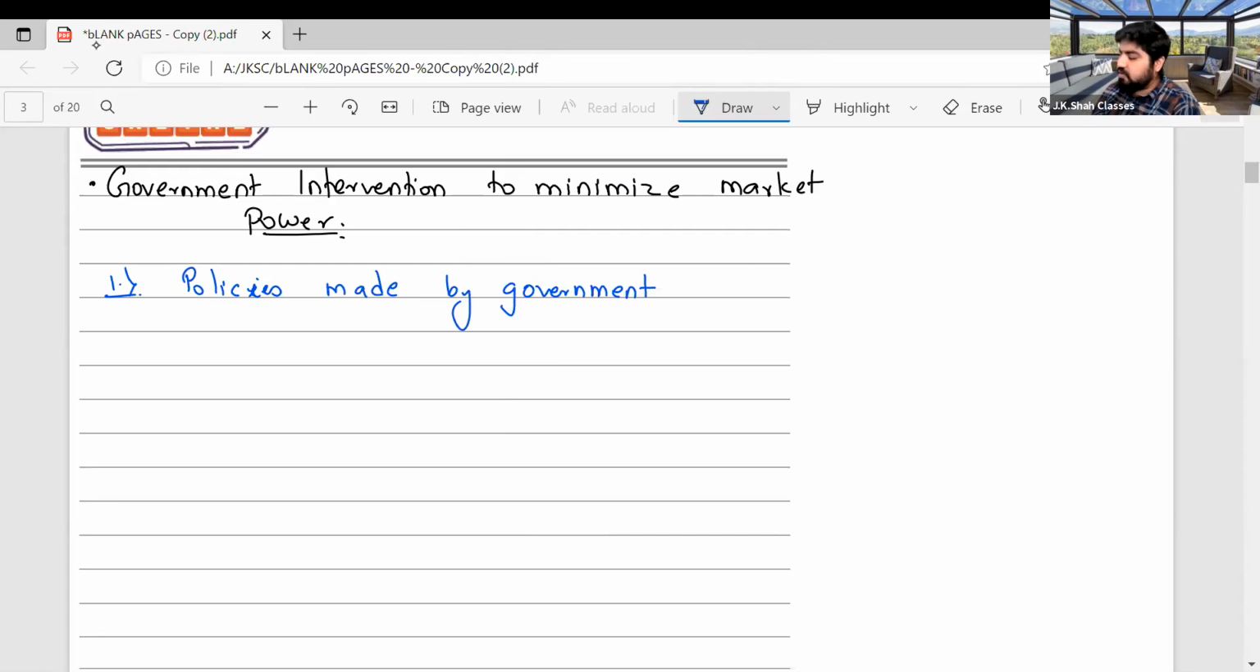Rishabh, exploitation will also increase, no then? Just excuse me 1 minute.